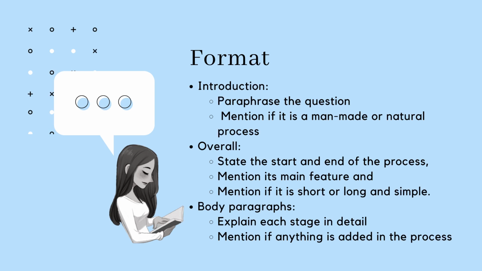If the process has 5 or fewer steps, then it is short, and if the process has more than 5 steps, then it is long. After writing the overall, you will leave the space of one line and start writing body paragraphs. In body paragraphs, you will explain each and every stage in detail. Also, mention if anything is added in the process. Now let us start writing.